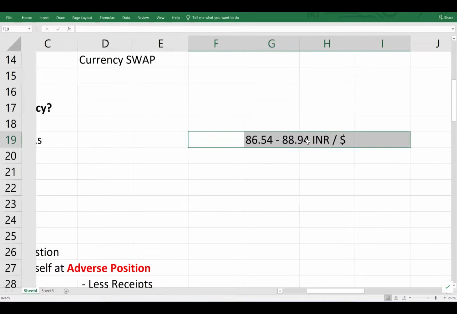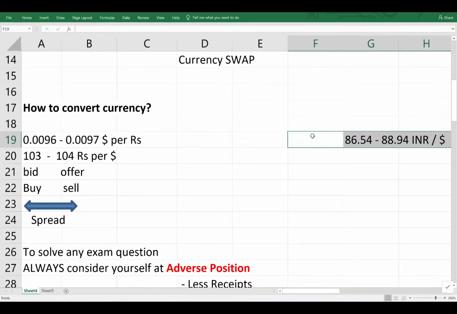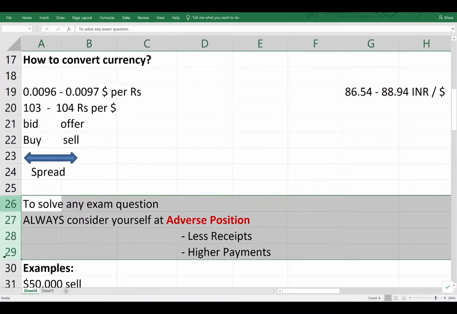Look, always remember, as I said, why does the bank have two rates? Because the bank wants to earn its profit. So you have to consider yourself always in the adverse case. If you want to buy currency from the bank or from the exchange, or sell currency to the exchange, be ready for the adverse rate for you. Always consider yourself in the adverse case in the exam.